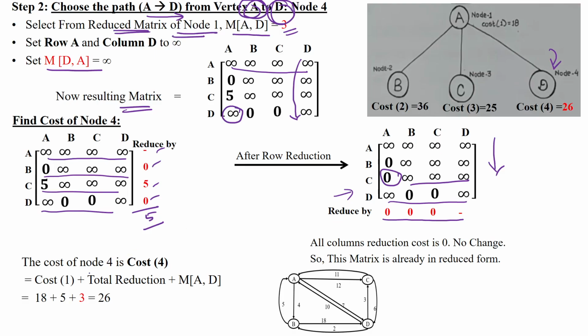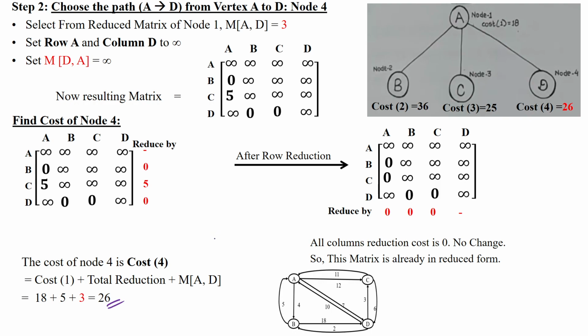So the total cost is: cost of node 1 is 18, total reduction is 5 plus 0, which is 5, and M of A comma D, that value given here, is 3. So now the total value is 26. Now we are updating the cost of node 4 as 26, right?